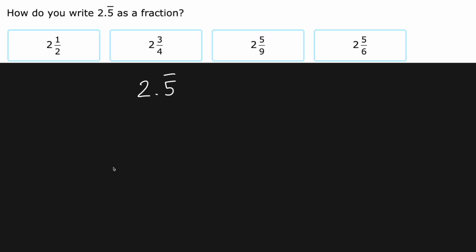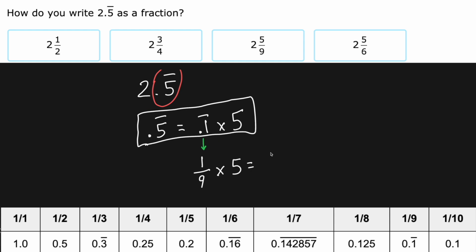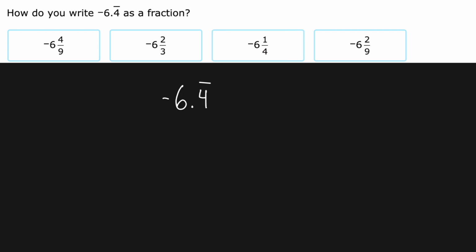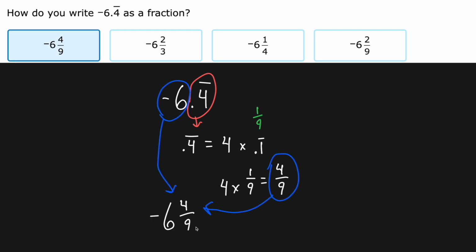Now we have to change 2.5 repeating to a fraction. I'm going to ignore the 2 and focus on the 0.5 repeating. And if you look at your unit fractions, you can notice that it looks a lot like 0.1 repeating, which is 1/9, but it's 5 times larger, which means that as a fraction, 0.5 repeating must be 5/9. So together that's 2 and 5/9. Next is -6.4 repeating, and just like the last one, 0.4 repeating is just 4 times more than what 1/9 is. So this must be -6 and 4/9.